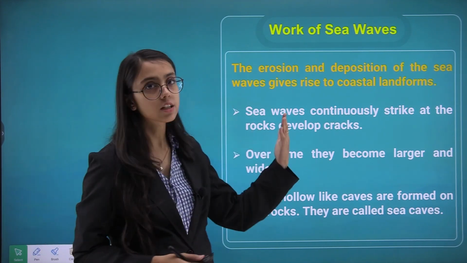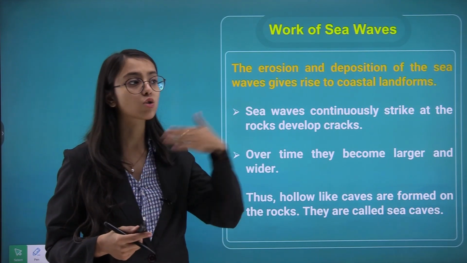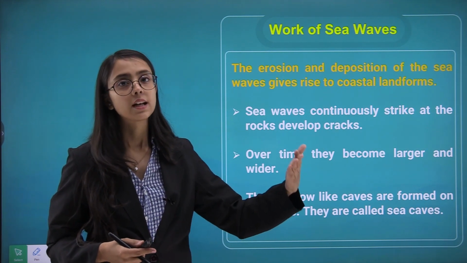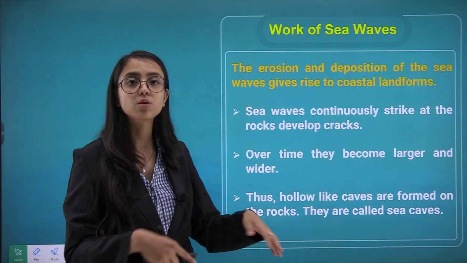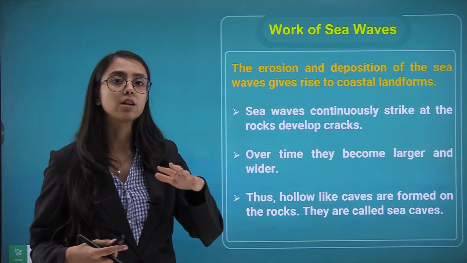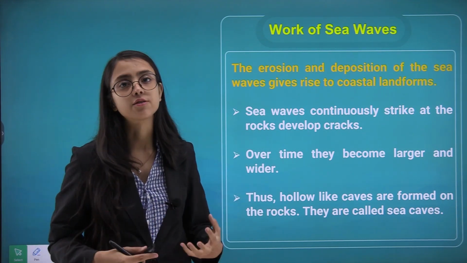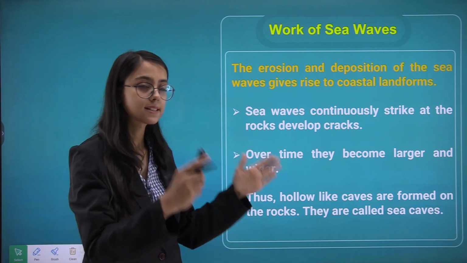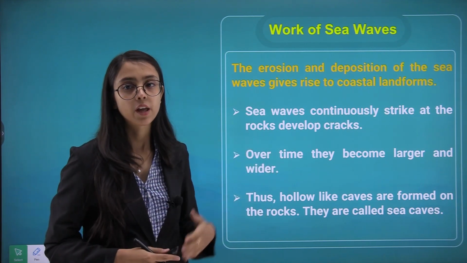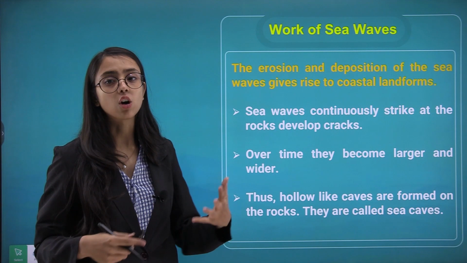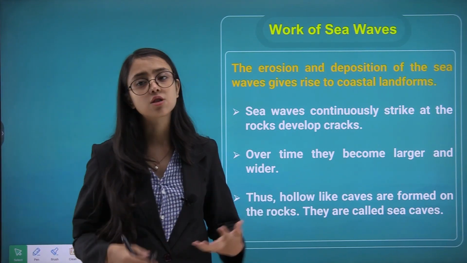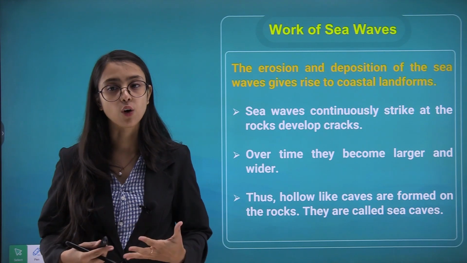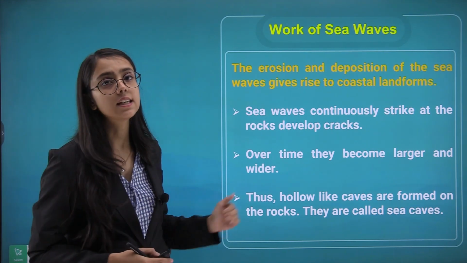Sea waves continuously approach and strike the rocks of the land around the sea. These rocks further get broken down and form plain layers or rough surfaces, and they start to settle down and get deposited. Over time, they become longer and larger in size. Thus, a hollow cave-like structure is sometimes formed on rocks, and they are called sea caves.